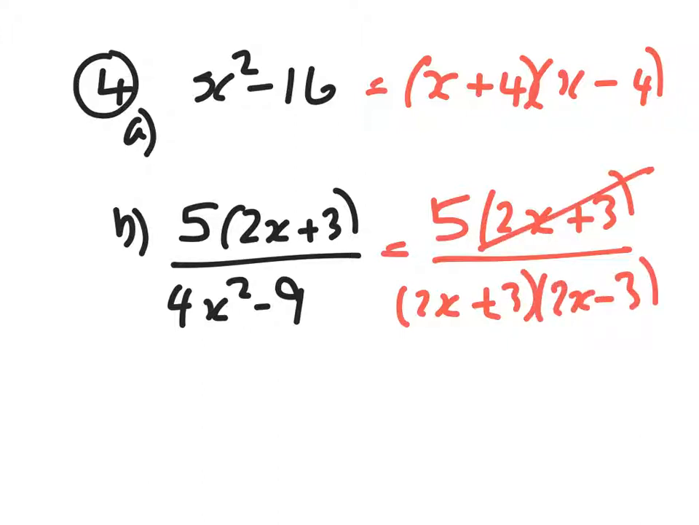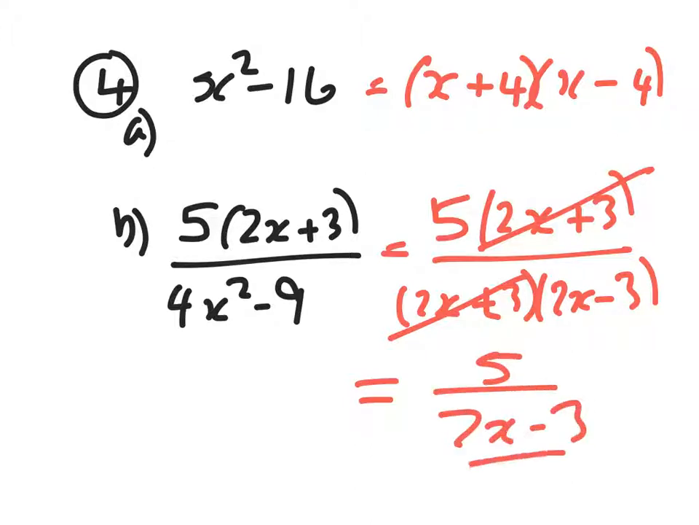The 2x add 3, it's minus 3 in the question. Hold on. Let's just do it with the 2x plus 3s because you get the same answer, which gives me 5 over 2x minus 3.